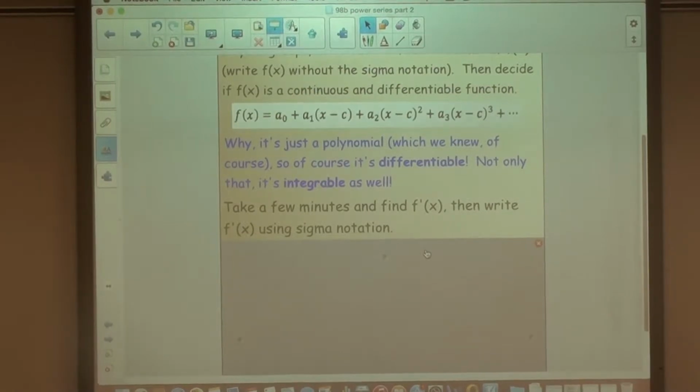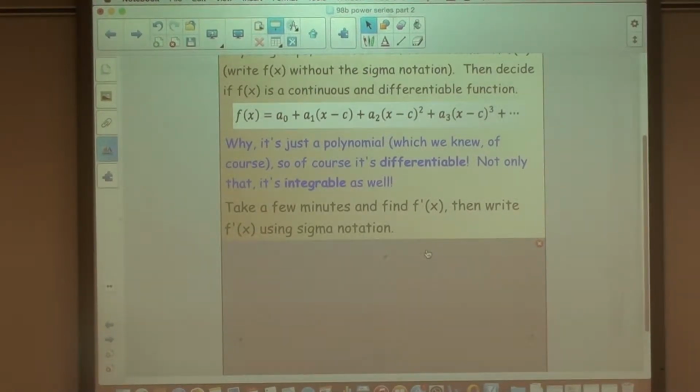It'd be 2 times quantity x minus 5 to the first, x minus 1.